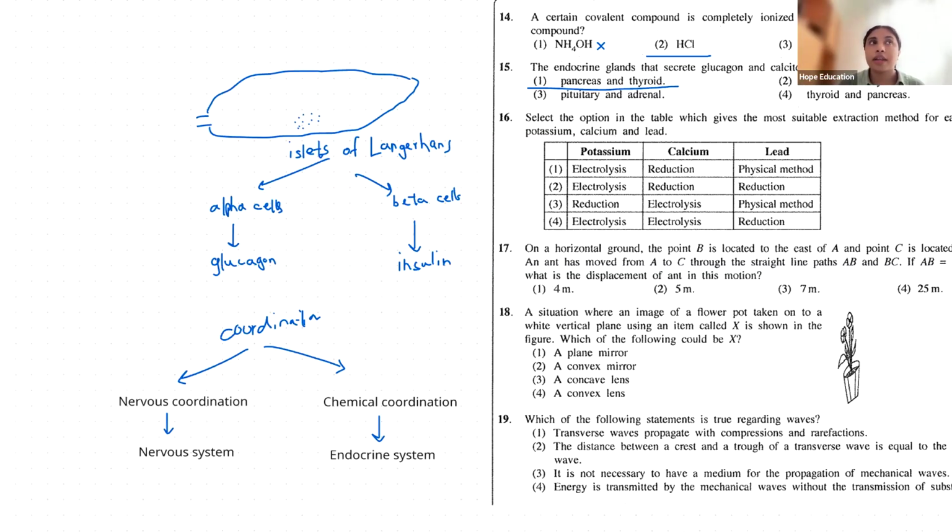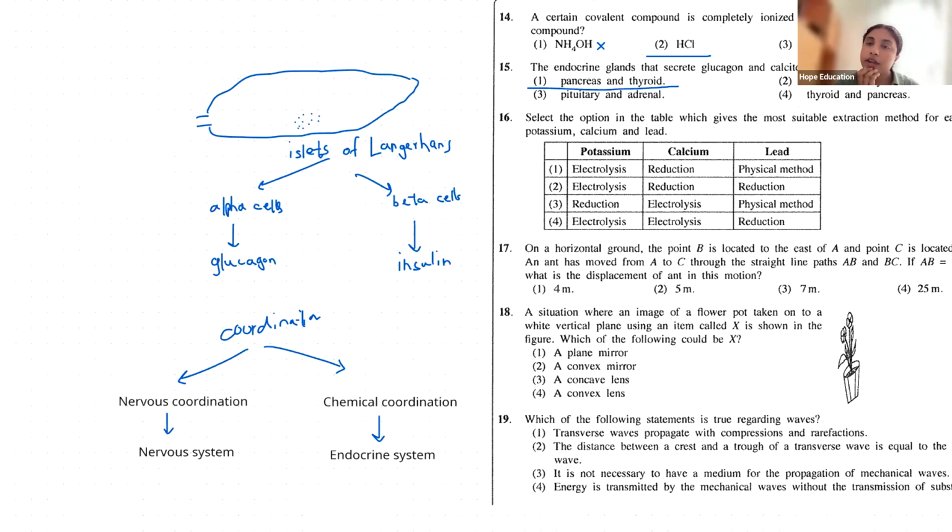What are the other endocrine glands? What about the adrenal glands? What are the hormones secreted by the adrenal glands? Yes, adrenaline. Adrenaline helps us to prepare our body for an emergency.